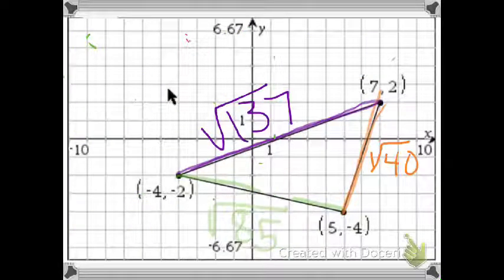Well, guys, I want to thank you for working that. And if you look at the purple side, if you worked it out correctly, you should have gotten the square root of 137. We're going to tell you what we'll do with these numbers here in just a minute. And if you look at the orange side, it's the square root of 40. Now remember, what was it that I had told you that we were going to do at the beginning? Well, at the beginning, I told you we were going to find perimeter.